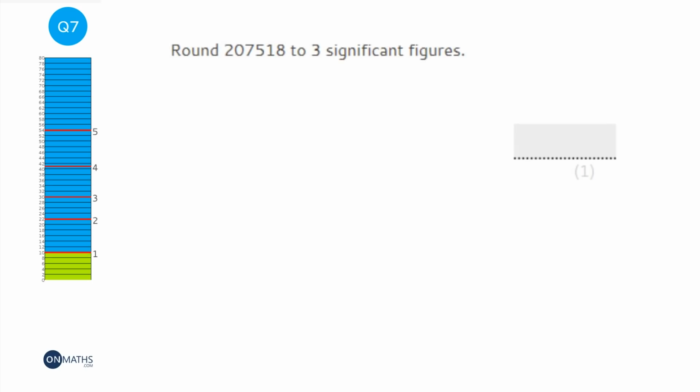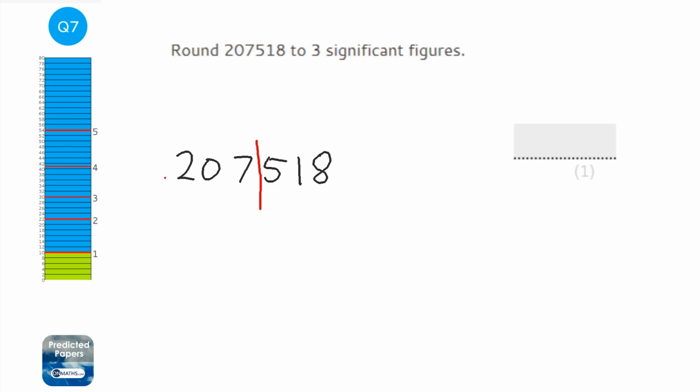Okay, so we're asked to round to 3 significant figures. So what I'd try and do first is write the number down. Now, with significant figures, we start counting at the start of the number. We don't start counting the decimal point. So I'm going to start counting here. And I'm going to count 1, 2, 3, and I'm going to draw a line down.